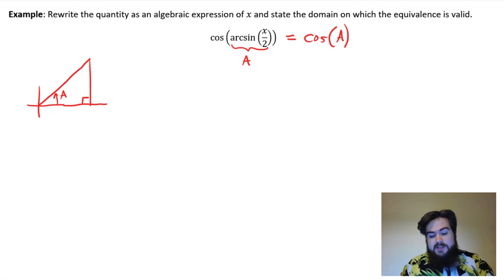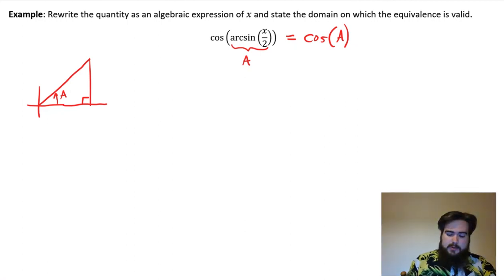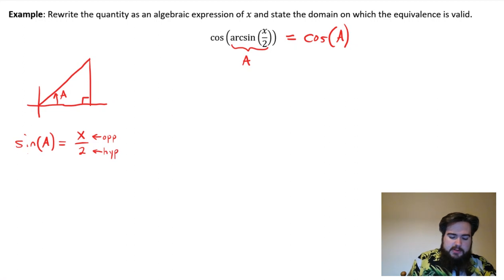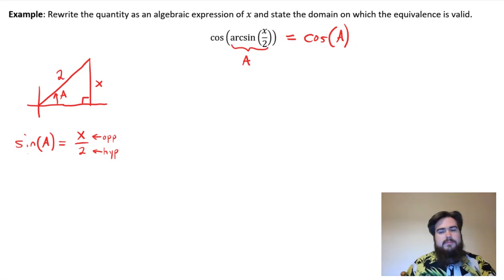We are told arcsine of x over 2, which means that a is an angle measure such that sine of that angle measure is equal to x over 2. Since we know sine is supposed to be opposite over hypotenuse, that means we can represent in this triangle the opposite side as x and the hypotenuse side as 2.